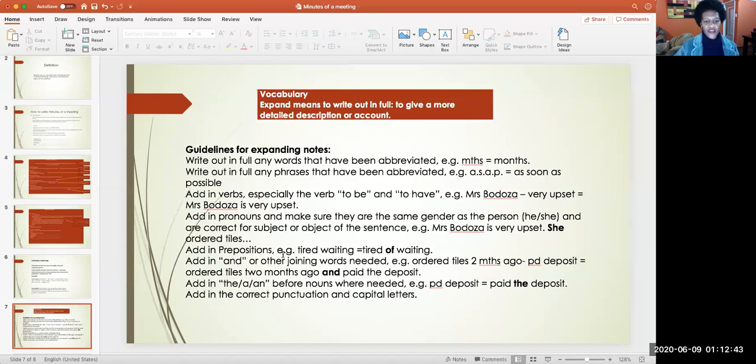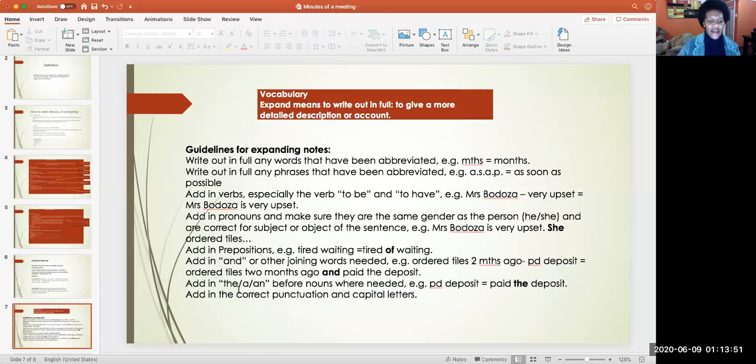Add in prepositions, which is an example, tired waiting. These are our colons, but if I have to expand this, I will say tired of waiting. Add in and or other joining words needed. For example, ordered tiles 2 months ago, paid deposit. But look at my paid deposit, it's PD deposit. These are colons, but if I have to expand them, I'll say ordered tiles 2 months ago and, this is my joining word now, and paid the deposit. So this is full sentences, my students. If you don't write the expansion this way, you're going to lose marks. And again, I'm going to say to you, these are free marks because you are given the colons. All that you have to do is to be creative and expand them. That's all. So practice, practice, practice.